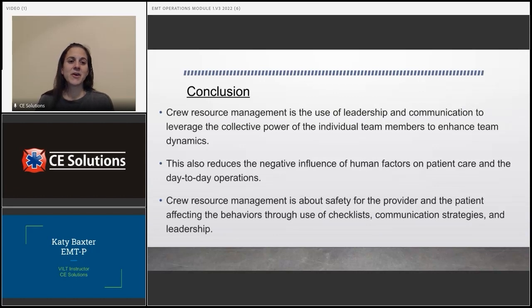In conclusion, crew resource management is the use of leadership and communication to leverage the collective power of the individual team members to enhance team dynamics. This also reduces the negative influence of human factors on patient care in the day-to-day operations. Crew resource management is about safety for the provider and the patient, affecting the behaviors through the use of checklists, communication strategies, and leadership.